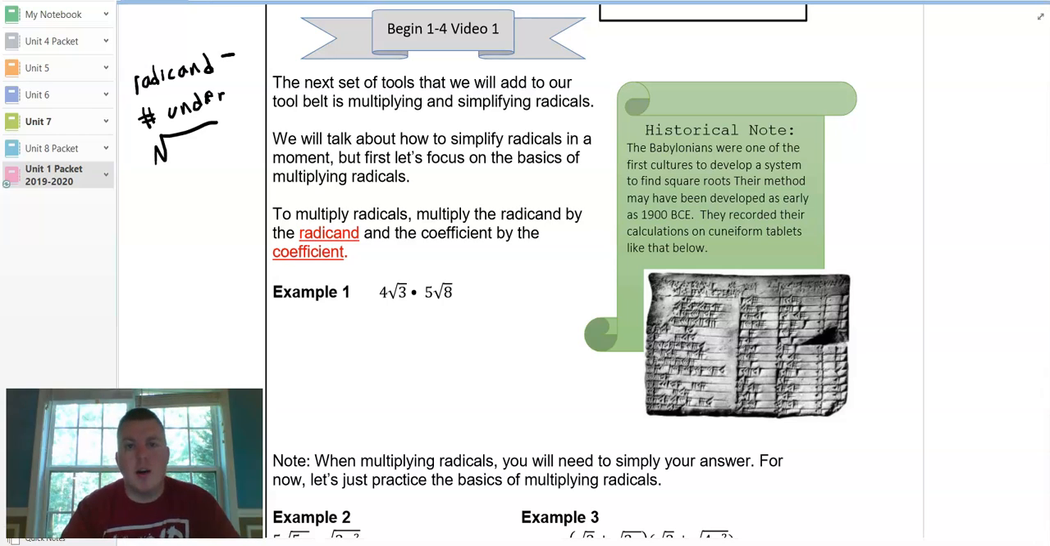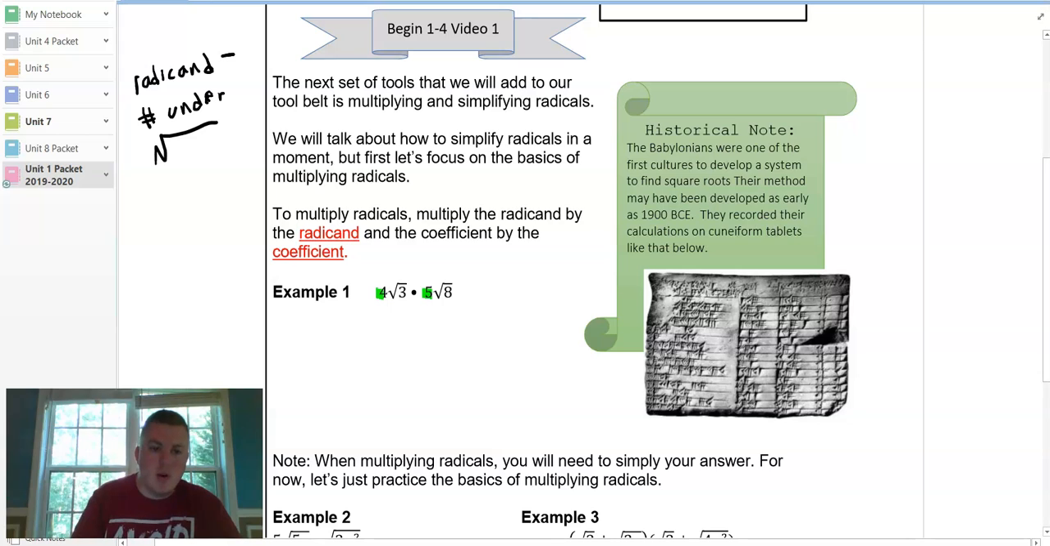And then you know what coefficients are. They're the numbers that are attached to a term. We're going to multiply those together. Looking at these, we're going to multiply the two coefficients together, which is 4 and 5. And we're going to multiply the two radicands together, 3 and 8. So when I do this multiplication, I'm going to do 4 times 5, which gives me 20. And then I am going to do 3 times 8, which is 24.